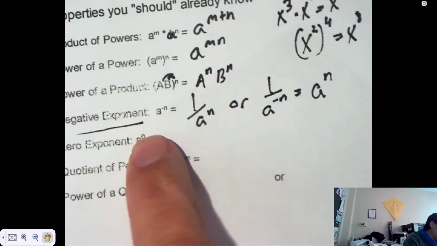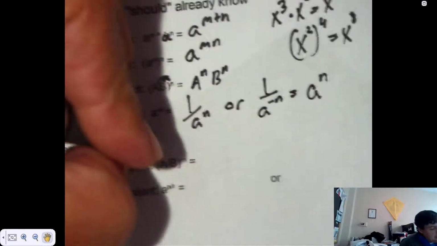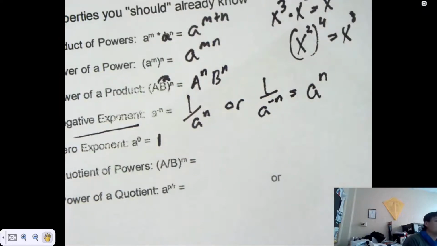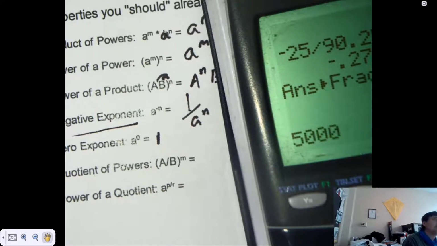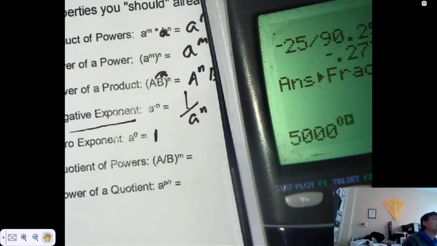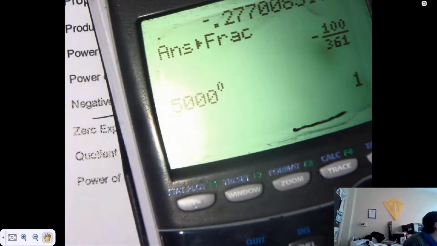This is the zero exponent rule. It's 1, good. A lot of kids will say this is 0, repeatedly. Give me a number. 5,000. I'm going to raise it to the 0th power. You almost said 0. Anything raised to the 0th power is 1. Anything. Doesn't matter what it is. Take your mom, raise her to the 0th power, you get a 1 back. Anything.